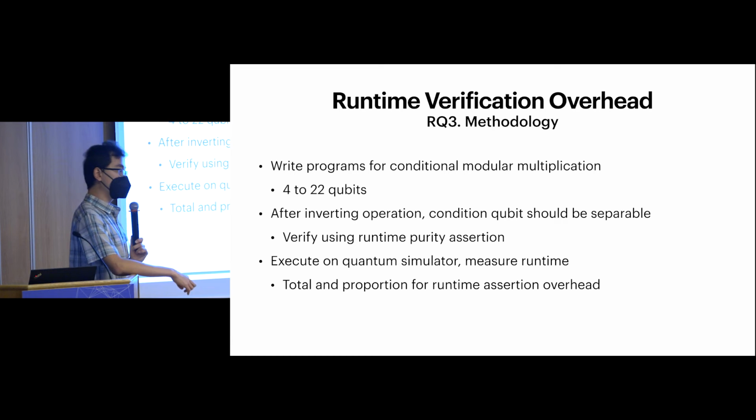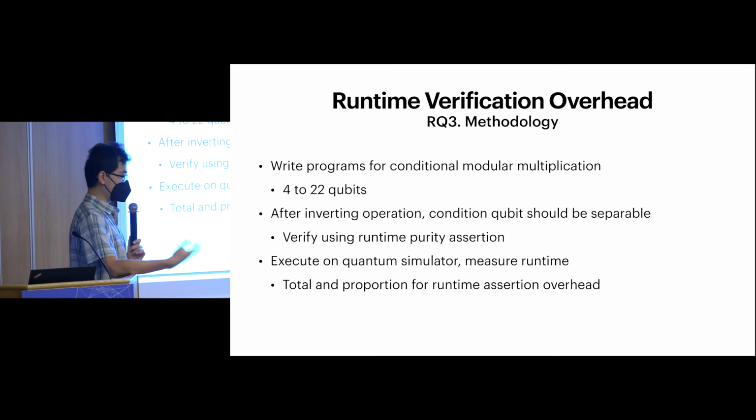So what we did was we implemented a conditional modular multiplication on a range of 4 to 22 qubits to show some scalability. And the condition we want to check here using Twist's specifications is that if you run a conditional modular multiplication, and then you run that multiplication backwards again, then you should get back to where you started, which means that your condition qubit should be separable from your data qubits. Again, this is a relatively basic thing that you want to be true about your program. We can actually check that this property holds using a runtime purity assertion.